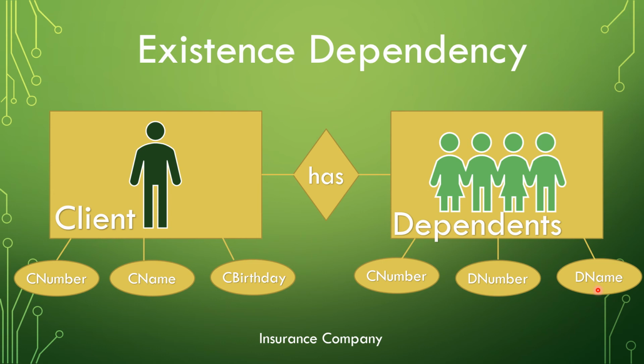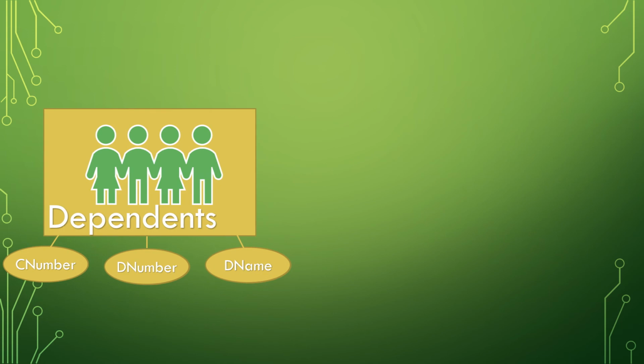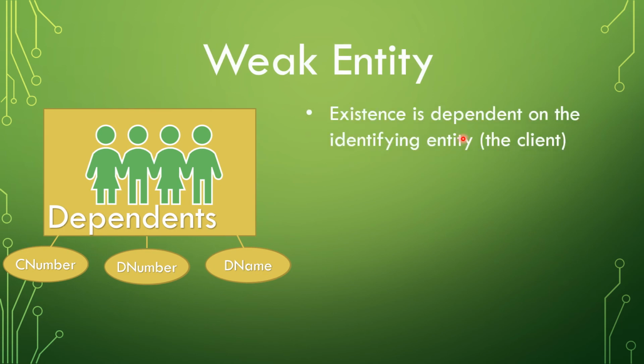So this dependent entity will never exist without the client who applied for an insurance. That dependent entity will only make sense or have value if it has a relation to the client entity. It does make sense, doesn't it? This dependent entity, we call it a weak entity because its existence depends on the identifying entity. In this example, the identifying entity is the client.